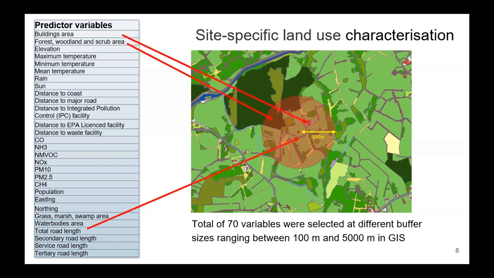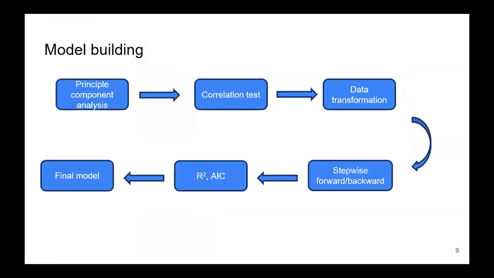And you can see in the example that I have here, we have some building areas. There'll be a value for building areas, forest, woodland, scrub, total road length. So each of the 34 sample sites, we have a value for each of these predictive variables and at different buffer sizes. I then ran a principal component analysis to identify the most important variables. We did a correlation test to avoid multi-collinearity within the model. Data was log transformed, and then using all possible regressions, we did stepwise forward, where you start with no predictive variables, you add one at a time, and stepwise backward, you start with them all, remove one at a time, with the aim of maximizing the percentage of explained variance at R squared.